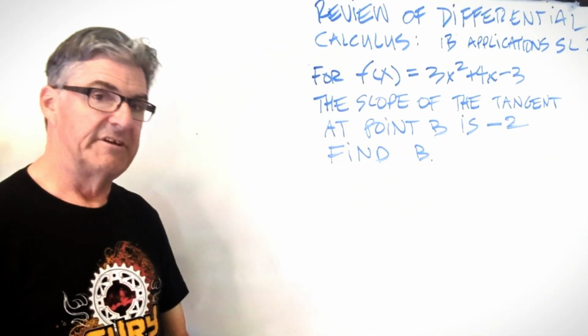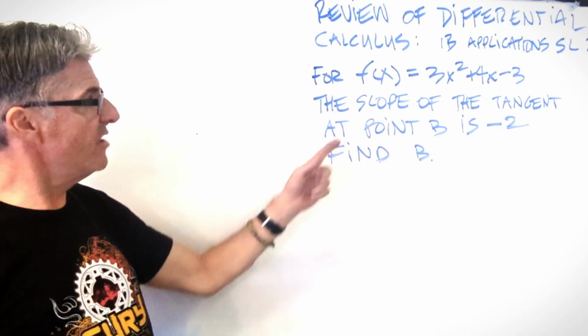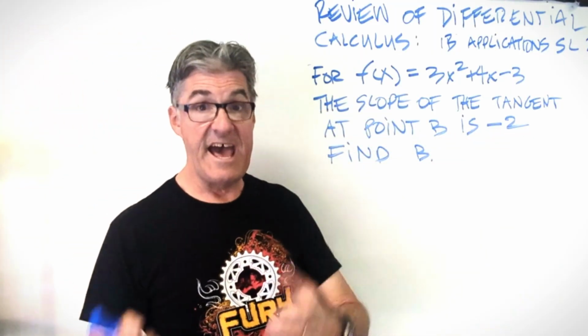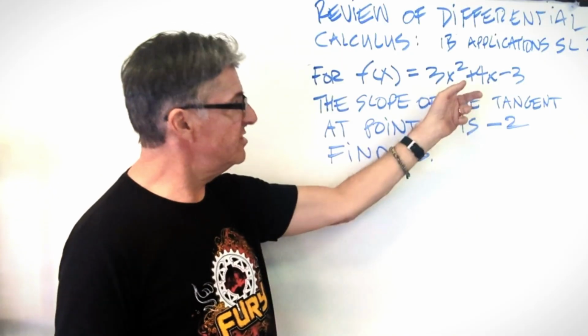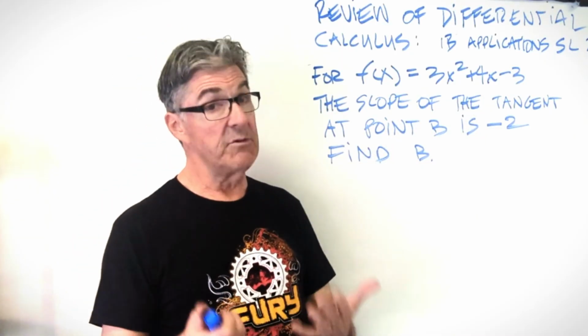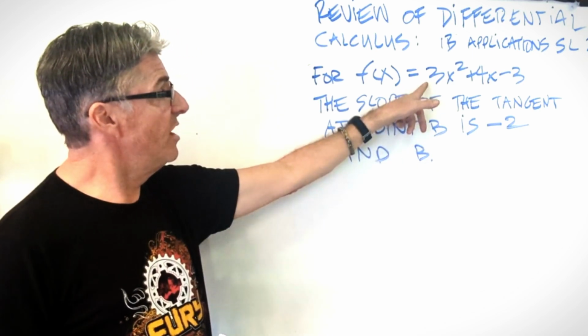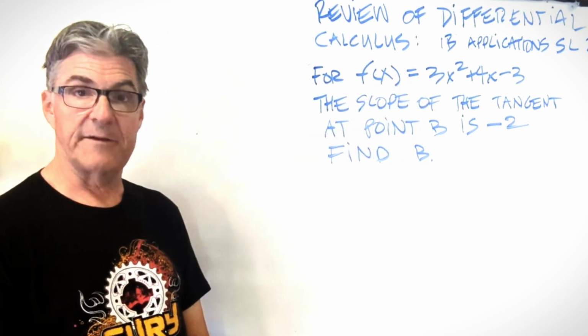What are we going to do? Guess what? We take the derivative function, set it equal to minus 2, and we can find x. And then we can plug x into the original function and get the y value, and that will tell us what point B is. So your first step here: take the derivative of the original function and come right back.